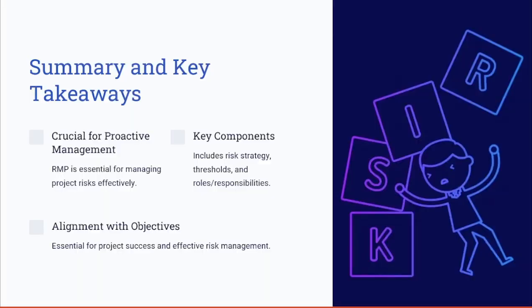In summary, the risk management plan is an essential document that helps guide the risk management efforts throughout the project, and by defining the risk strategy, setting the risk thresholds, and assigning the roles and responsibilities for each of these risks, the project team can ensure that risks are effectively managed. Aligning the RMP with the overall project objectives helps ensure that risk responses support the project success and minimize the threats.